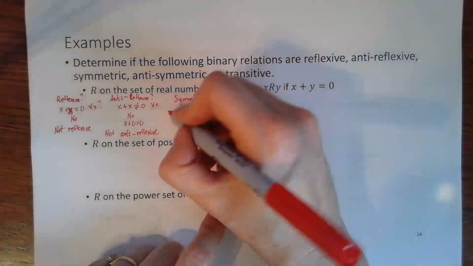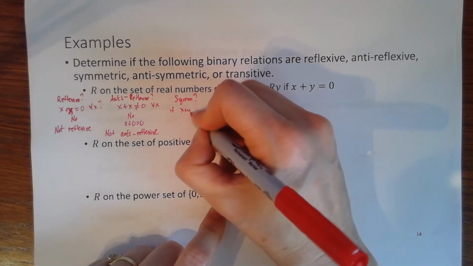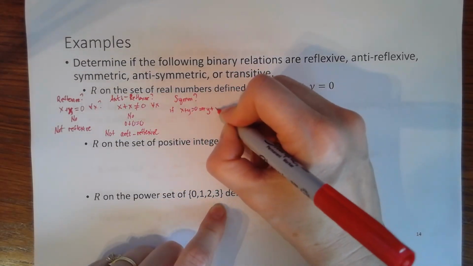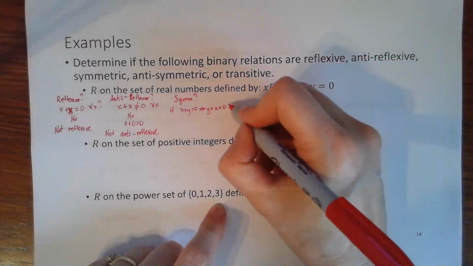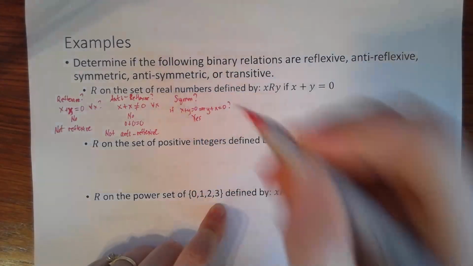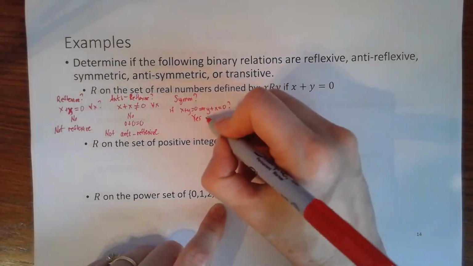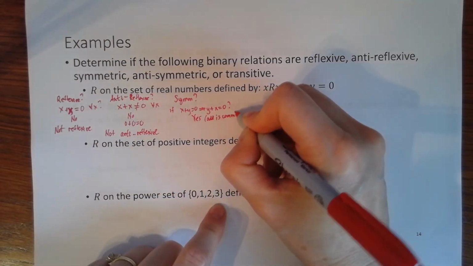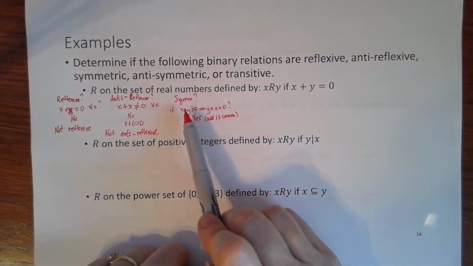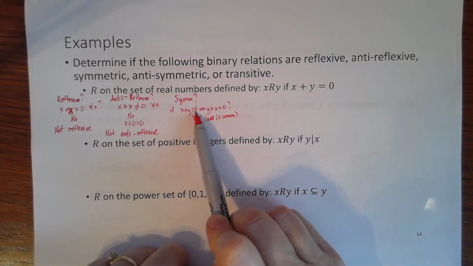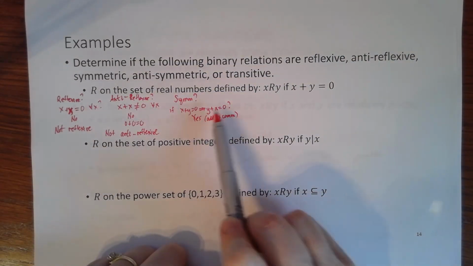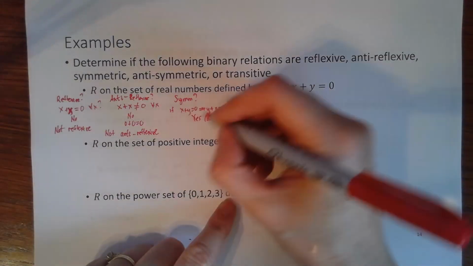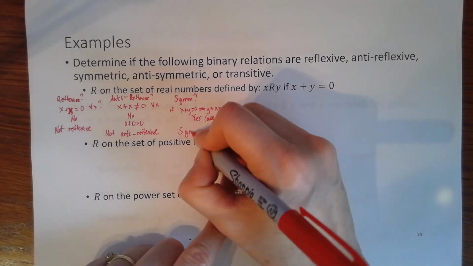Okay. Is it symmetric? Okay, so if x plus y is equal to 0, will I automatically get that y plus x is also 0? Well, this one is yes, because addition is commutative. So if I add in this order and get 0 and add in the other order, it's still going to be 0. Those will both have to be true at the same time. Okay, so this one is symmetric.